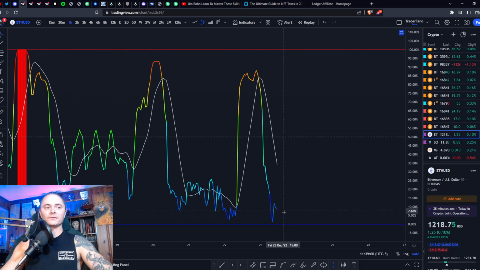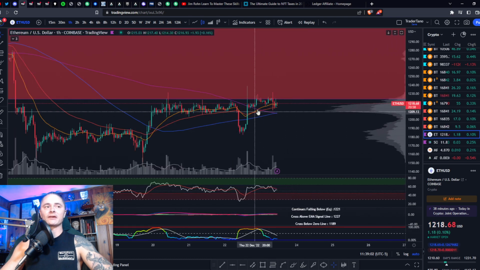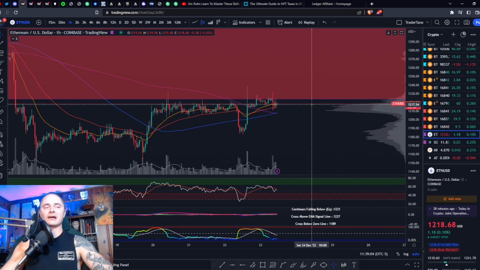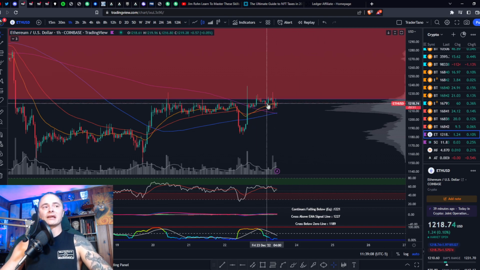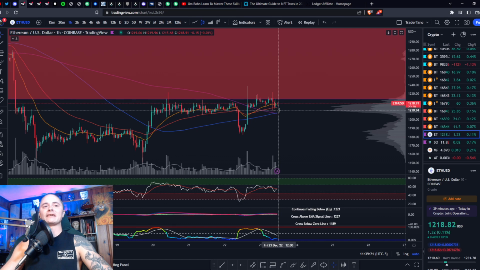BBWP looks like we could still consolidate here for a while, riding out the bottom of this red zone, but it looks like you're going sideways. You did crack up. Your moving averages are starting to curl over a little bit, still converged, so you can't really trust these moving averages at this time. If you break the POC at 1210 on a 1 hour closure, I do expect this to be a bear case. I do expect you to come down to about 1185, okay?